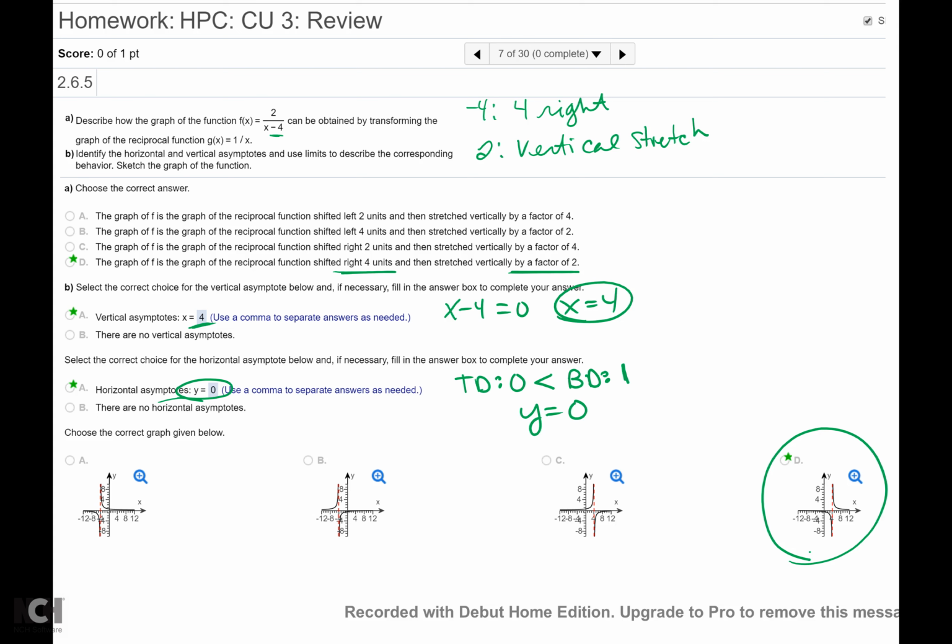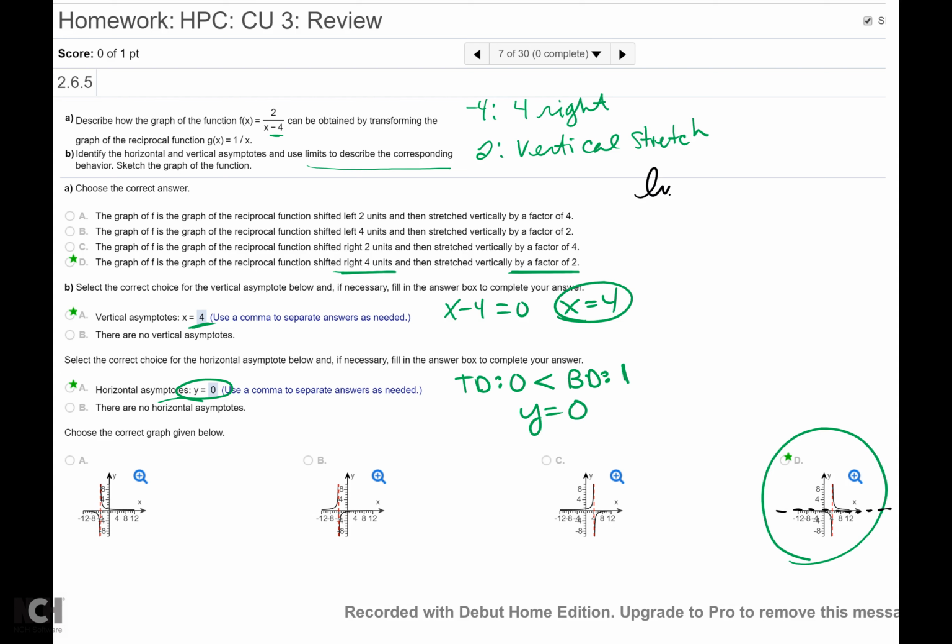Okay, and I must have not copied all of this because they want the limits to describe the corresponding behavior. I apologize, there must be more to this problem that I didn't scroll down and get. Anyway, we can still do that even though we can't see the answer. So we have limits. Okay, first of all, we're going to have our end behavior, which we know is going to follow our horizontal asymptote.